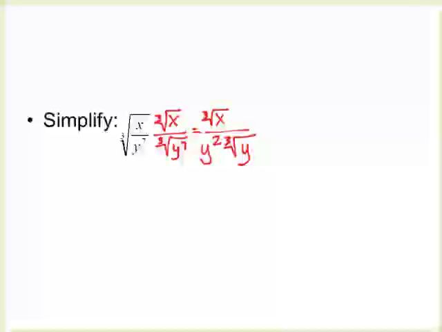What's the problem with this? Why is this not our final answer? Because there's a root on the bottom. And we're not allowed to have a root on the bottom, so I need to fix it. We fix it by multiplying by it. So I'm going to multiply by the cubed root of y. I don't need to multiply by the y squared because that's not a problem. But that cubed root of y is a problem.